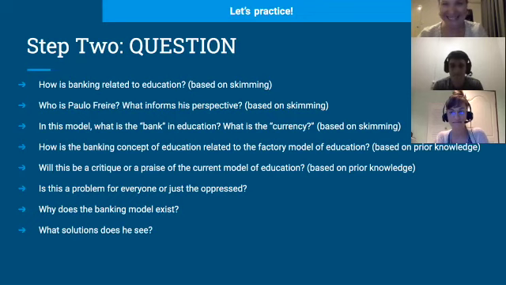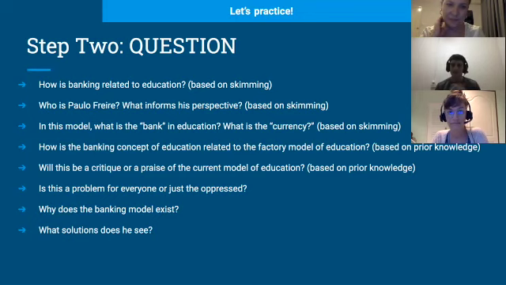Okay. So what questions did we come up with, Matt? Well, the first one we did, and this is all before reading the text, we came up with: how is banking related to education? That was based on skimming, seeing banking and education together. Who is Paulo Freire, and what informs his perspective?